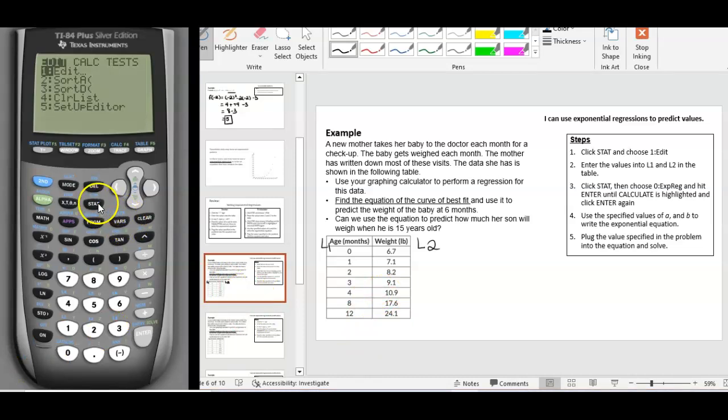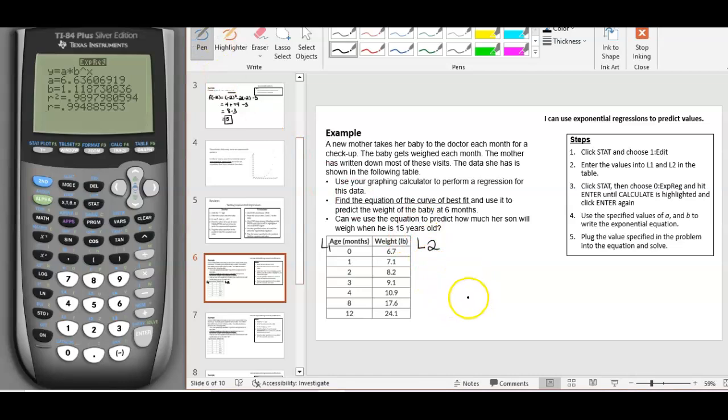Now that we have these values all entered, we're going to click on Stat and then arrow over to Calculate. Remember, you're going to go down to 0, which is exponential regression, and you're going to hit Enter. And then keep hitting Enter until you have Calculate, and then hit Enter again. So now it gives us the values that we need to write the equation. So we're just going to go ahead and round this. So we're going to say this is y equals 6.64 times 1.12 to the x. Okay, and so that's the equation of the curve of best fit for this function.